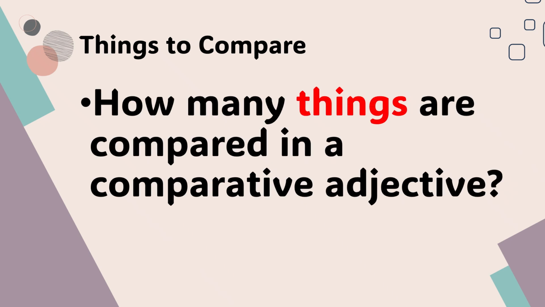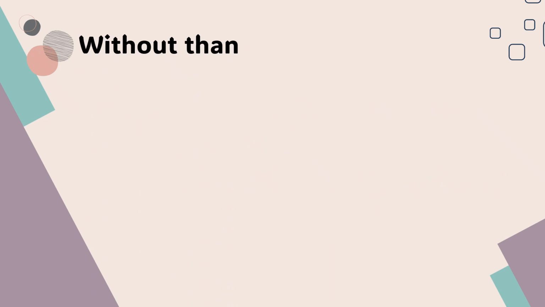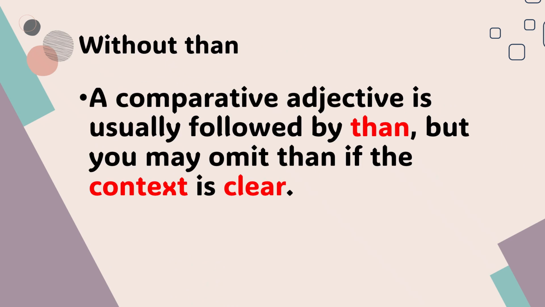So, things to compare. As you can see from the examples, how many things are compared in a comparative adjective? Two. A comparative adjective is usually followed by than: bigger than, larger than, smaller than. But you may omit than if the context is clear.